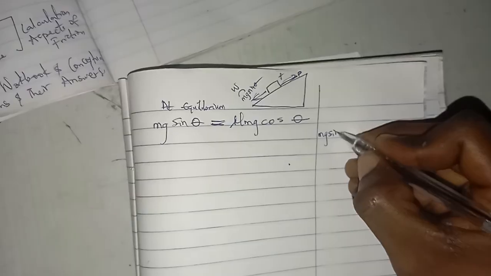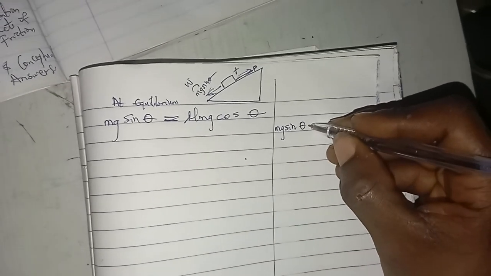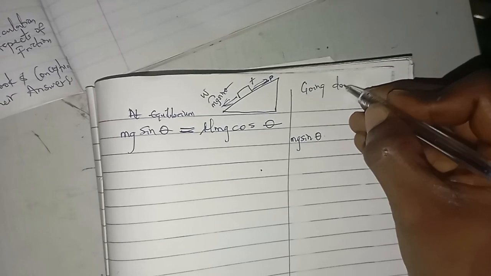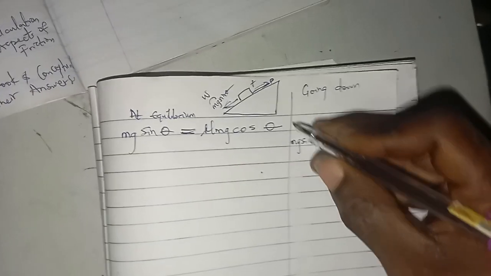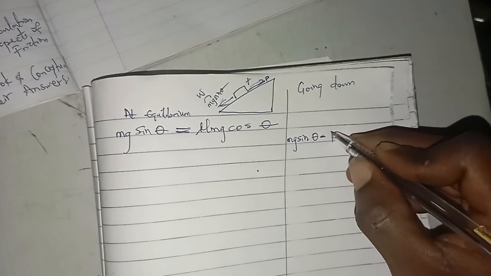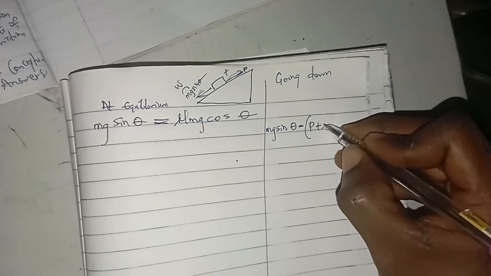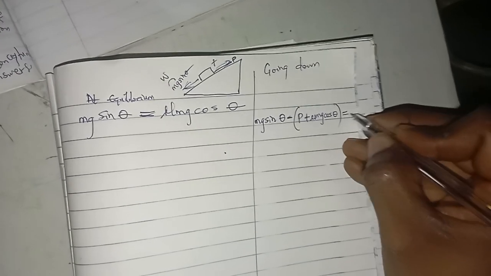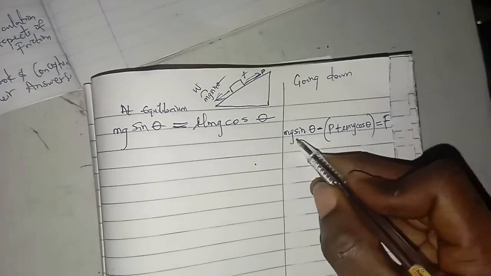Mg sin theta. Now, pulling force, because it's going down, mg sin theta on the x axis becomes the forward force. We will now minus that pulling force. I'm also minus the friction, so I just say plus mu mg cos theta will be equals to the total force F net.